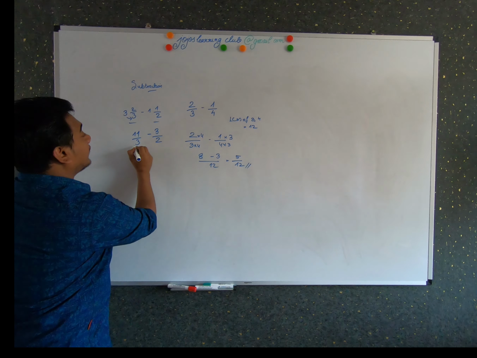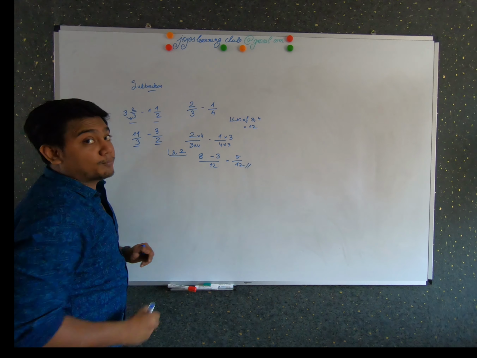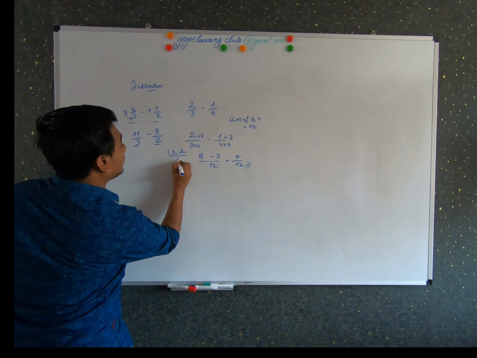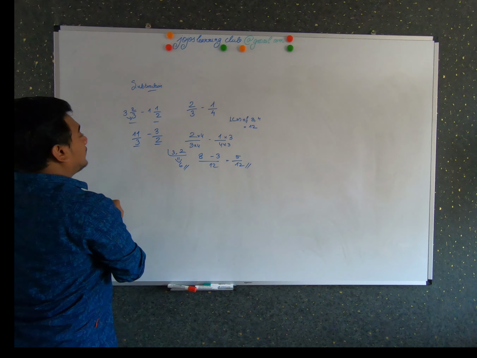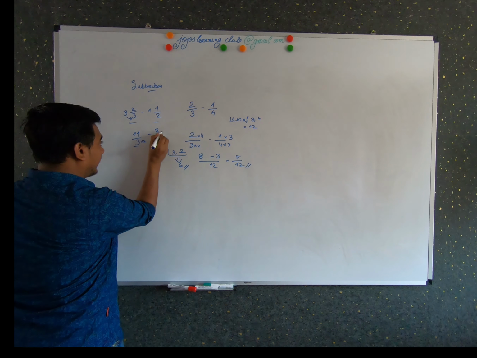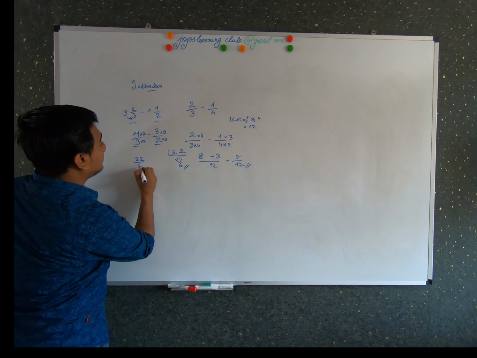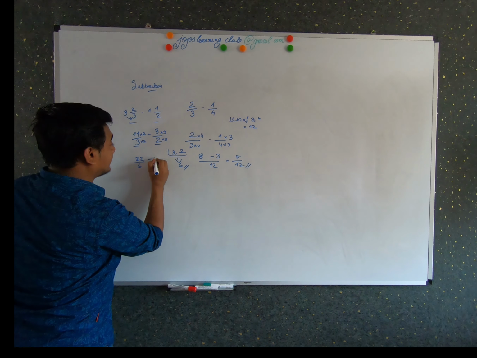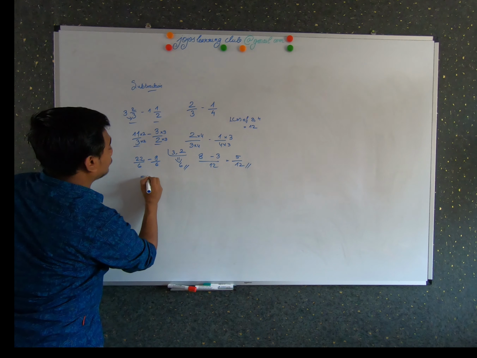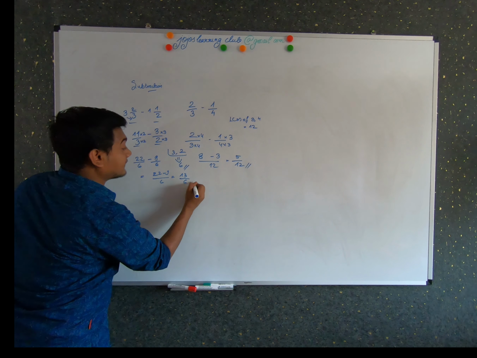Again here, their denominator values are different. So we know that 3 and 2 are both prime numbers and they don't have any common multiples. So you can just directly multiply and write 6. Again, to make the denominator the same value, you have to multiply by 3 here and by 2 here. So 22 by 6 minus 3 times 3 is 9, 9 by 6. So 22 minus 9 by 6, which is 13 by 6.